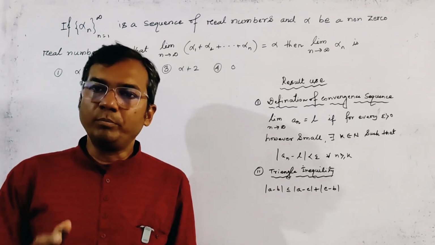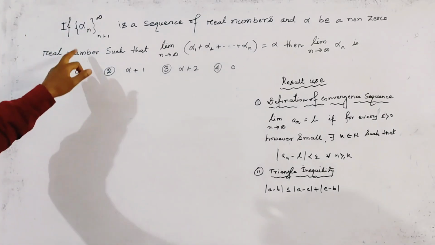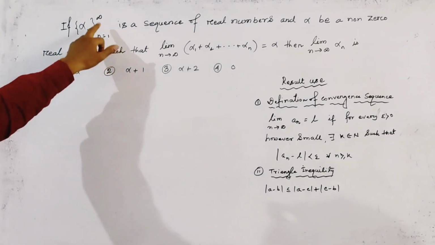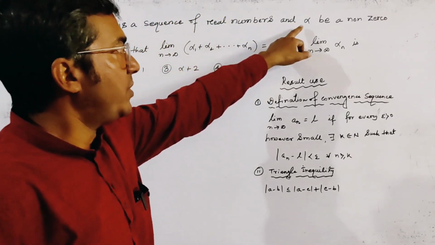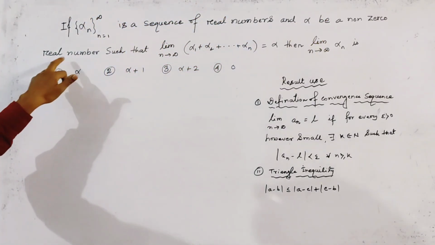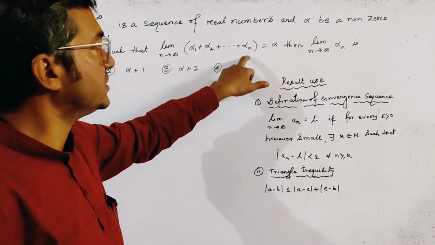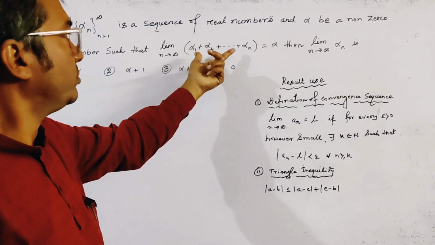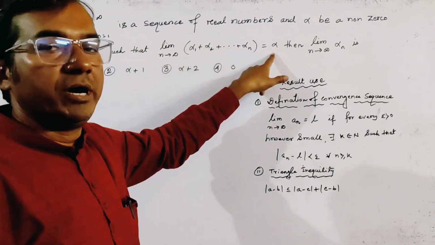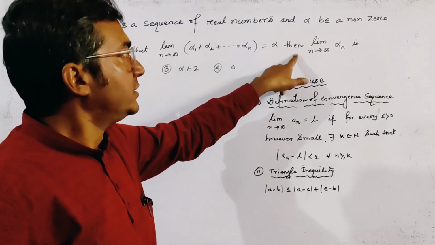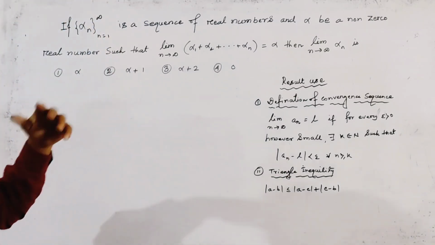Today's problem is from sequence of real numbers. The problem says that if α_n, n equal to 1 to infinity, is a sequence of real numbers and α is a non-zero real number such that the limit as n tends to infinity of α_1 + α_2 + ... + α_n is equal to α. That is, the limit of the sum of the first n members of this sequence is equal to α. It is given. Then we have to find the value of the limit as n tends to infinity of α_n. Okay, and four options are given.